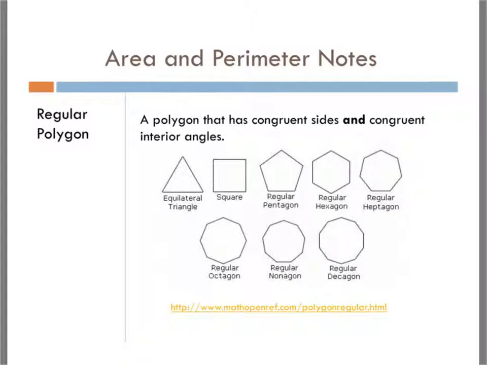Alright, so now we're going to get into regular polygons. A regular polygon is a polygon that has congruent sides. That means all the sides are the same length. And it also has congruent interior angles, which means all the angles are the same. Pause the video, write this definition down, and hit play when you're done. Ready, pause.